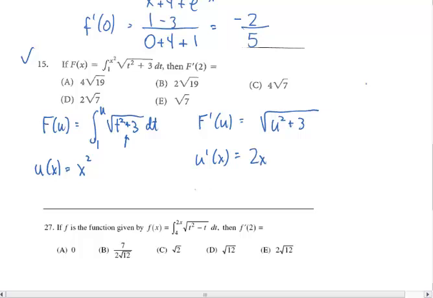So now we put it all back together. We multiply these two parts just like we did before. I have 2x out in front, the square root of u squared, which I want to write as u squared, but I've got to change it back to an x function.